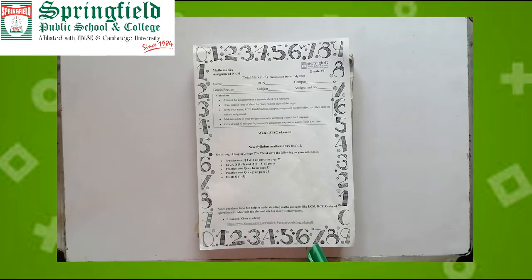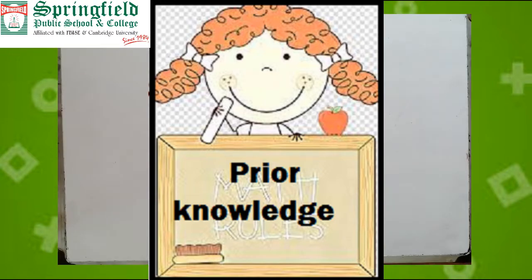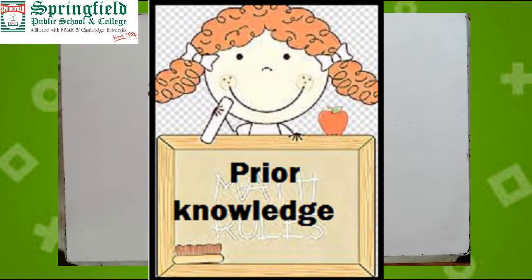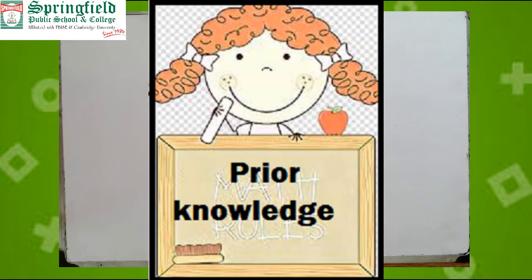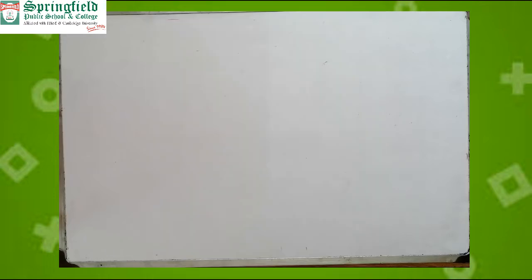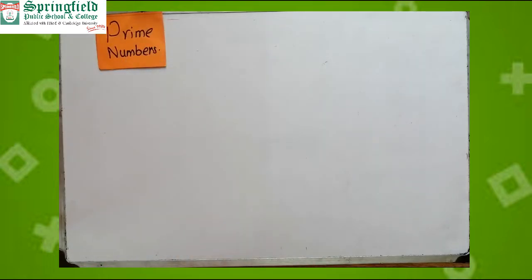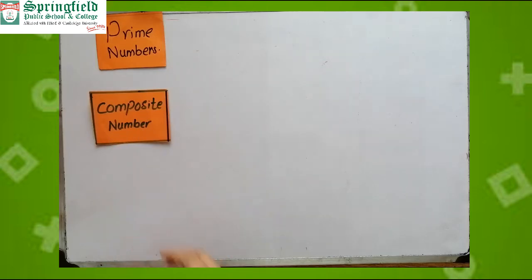Fine. And we already did chapter 1, and in chapter 1 we covered different points. So first we will revise the previous points related to chapter 1 and then we will start chapter number 2. Okay beta, in chapter 1 we also learned about the prime number: a number that has only two factors is called a prime number, and we also know about the composite number. A number that has more than two factors is called a composite number.